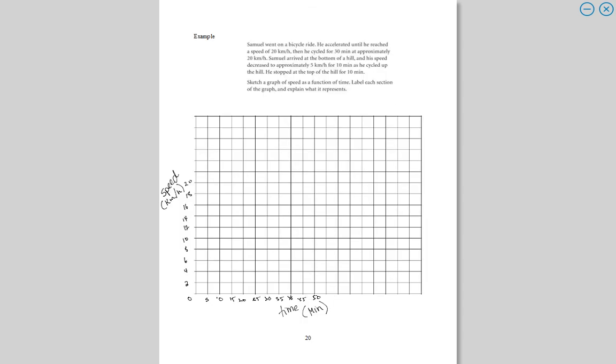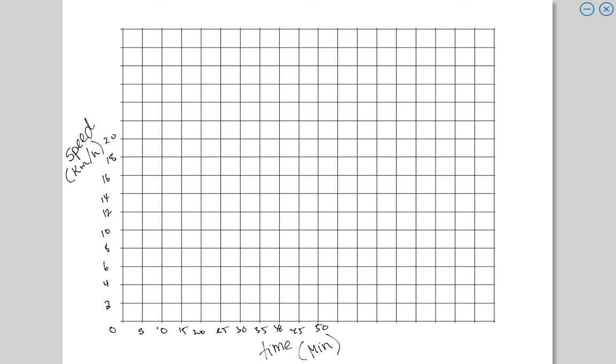All right, so I'm just going to zoom in on the graph. I'm just reading the page here. Sam goes on a bike ride. He accelerates until he reaches a speed of 20 kilometers per hour, and then he cycles for 30 minutes at approximately 20 kilometers per hour. So all you have to do is draw a line. You don't have to worry about the acceleration part. You just draw a line at 20 kilometers per hour for how long? 30 minutes. That's all you have to do.